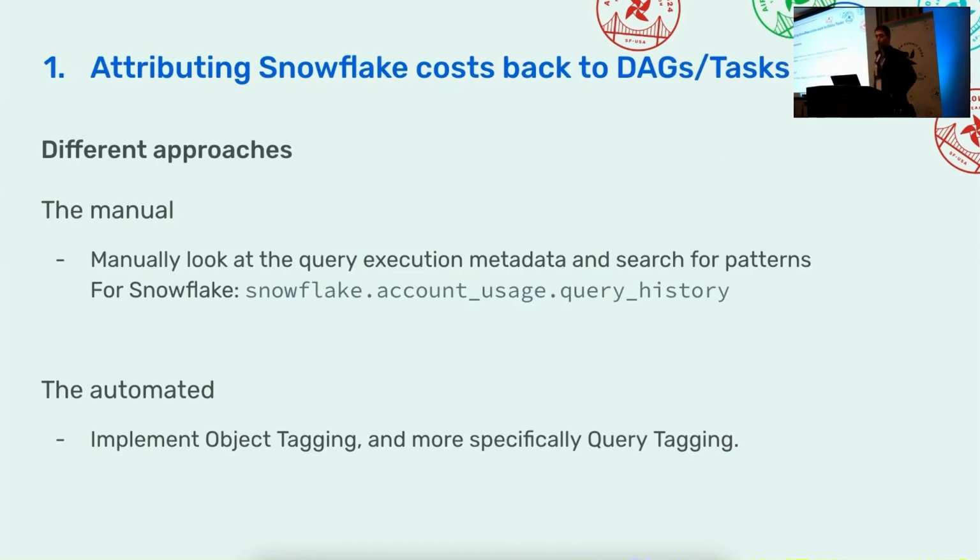And so for the first one, attributing Snowflake costs back to DAGs and tasks, there's different ways to go about this. The manual way would be to go into the Snowflake usage query history table, and then you would try to kind of find the needle in the haystack there. It can be done. It's a bit time consuming. The automated way, if you're familiar with query tagging, that's basically the recommended approach.